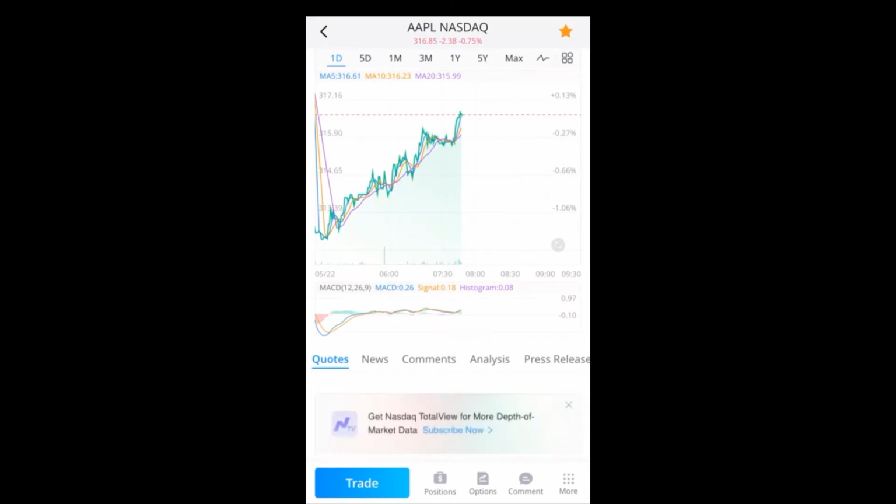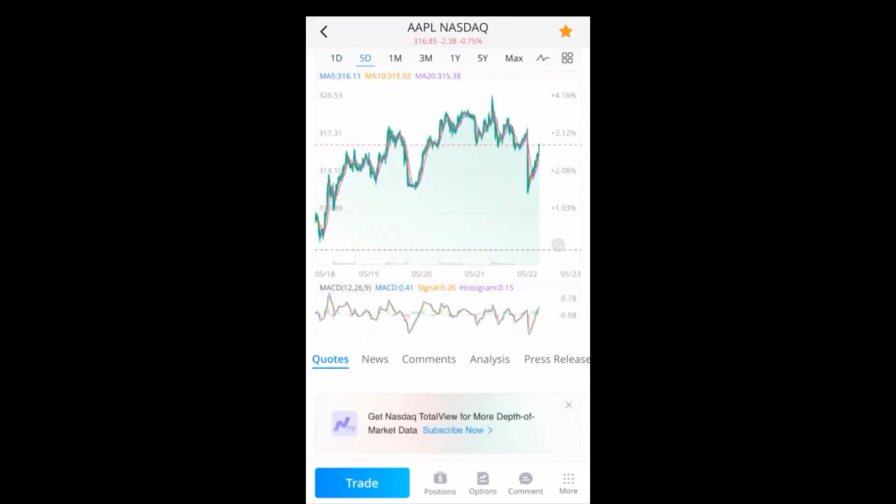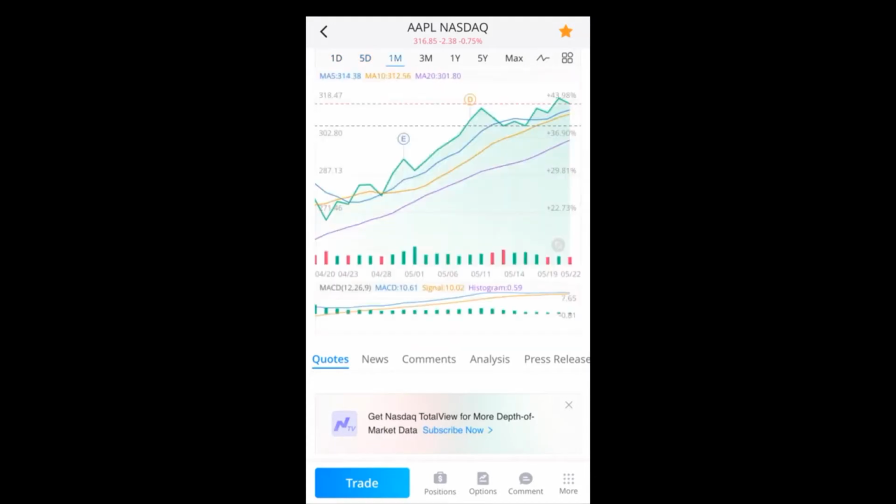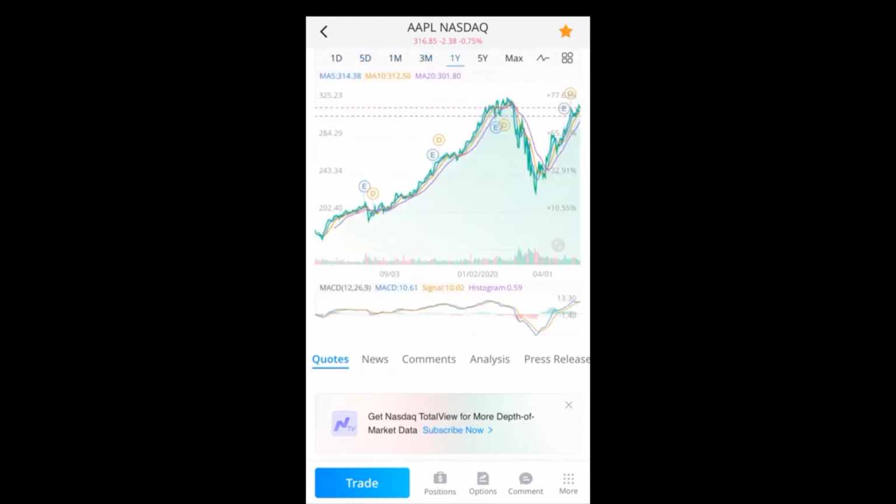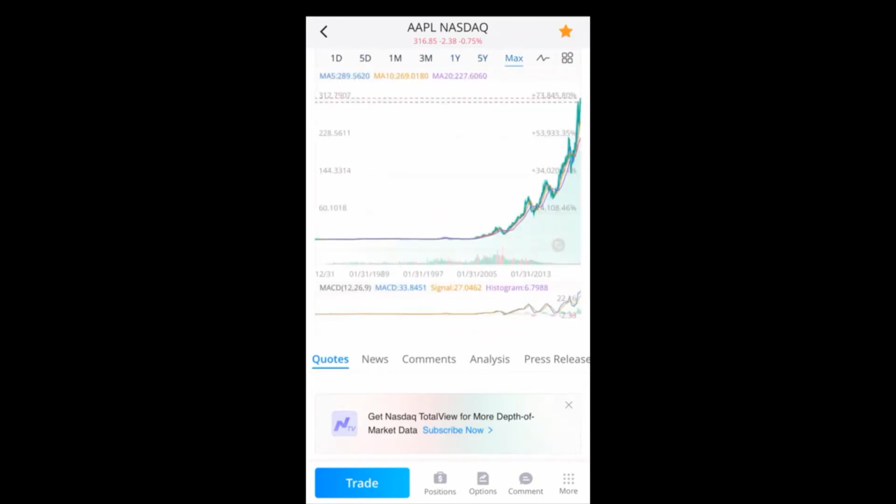of Apple stock, and you can change it to 5-day. That will update 1 month, 3 month, 1 year, 5 year, and then max would show since the IPO of Apple. And as you can see, if you did buy it at the IPO, you're probably really happy now.